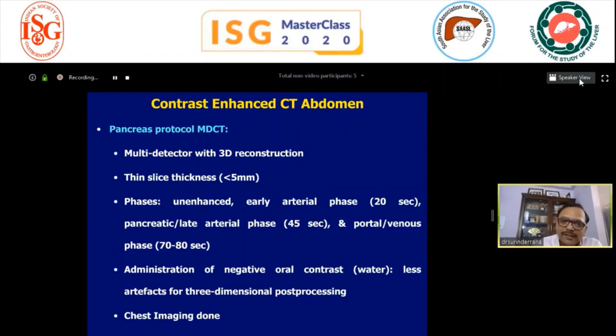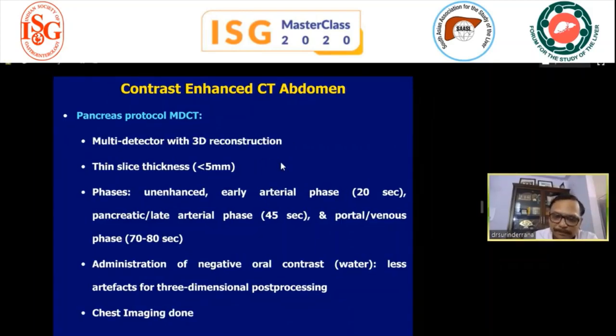It's a multi-detector CT with a 3D reconstruction. You should have a thin slice thickness, which should preferably be less than 5 millimeter. And importantly, 4 phases should have been studied. First, unenhanced, then an early arterial phase, which is about 20 seconds after the contrast injection, a pancreatic or a late arterial phase, which is at 45 seconds when there is a maximum enhancement of the pancreas. And finally, we take a cut at 70 to 80 seconds, which is a portal venous phase for looking at the liver and distant metastasis.